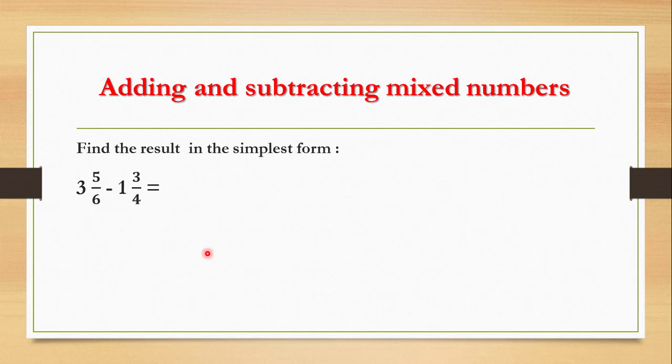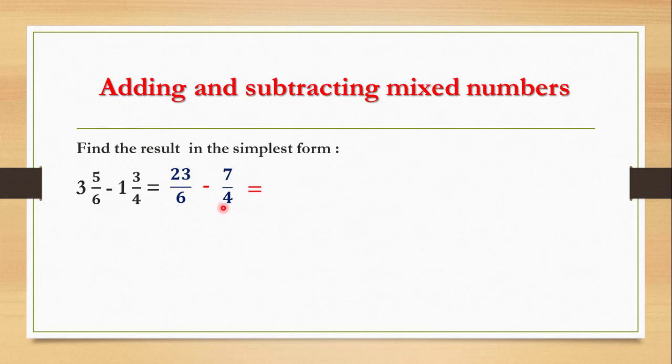Another exercise, 3 and 5 over 6 minus 1 and 3 over 4. By the same way, let's convert from mixed number into improper fraction. The first one will be 23 over 6, the same denominator 6. 3 times 6, 18 plus 5 equal 23. The second one will be 7 over 4. By the same way, the denominator 4: 1 times 4 equal 4 plus 3 equals 7.